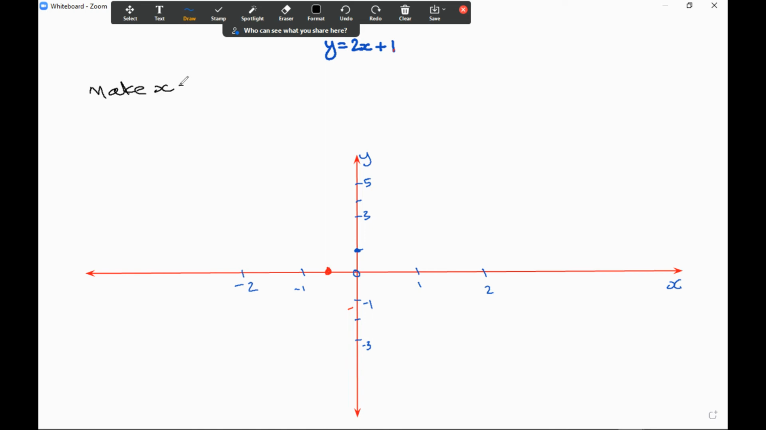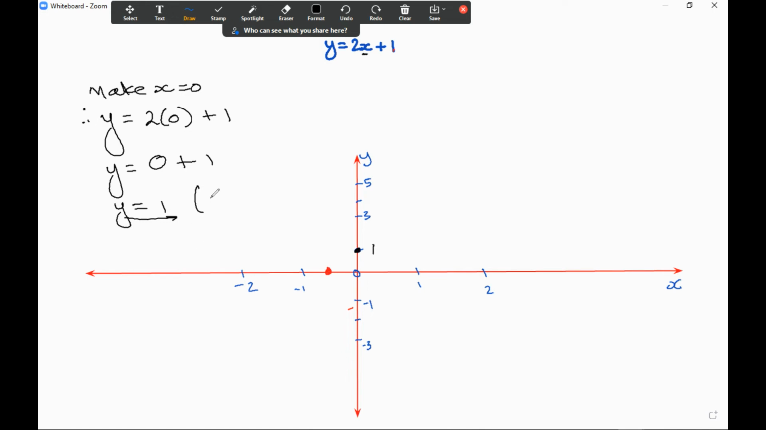The first thing you're going to do is make x equals 0 inside your equation. So you're going to make that value equal 0. Therefore, you're going to end up with y equals 2 times 0 plus 1. That becomes y equals 0 plus 1, which is y is equal to 1, which is over here.